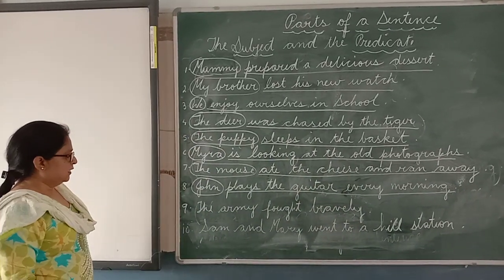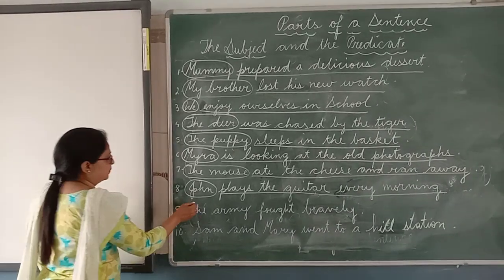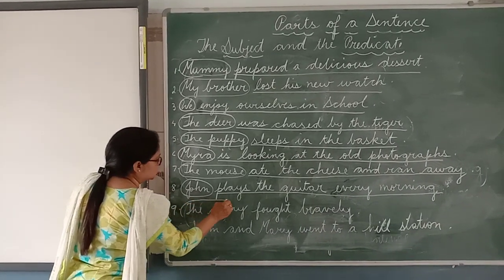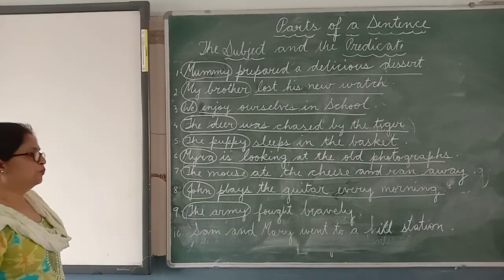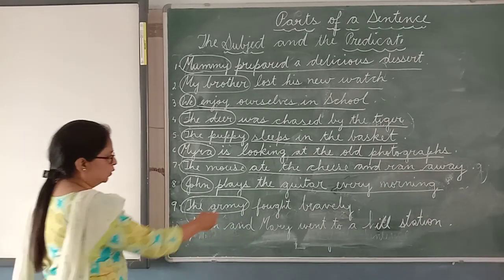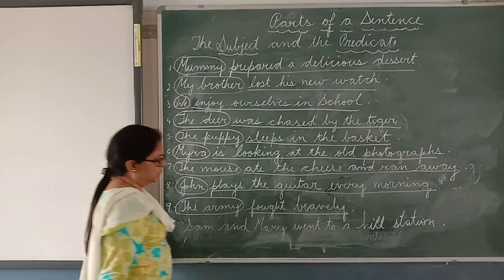Number 9. The army fought bravely. The army is the subject here, so we are going to circle it. Fought bravely is the predicate, verb plus rest of the sentence. We are going to underline it.